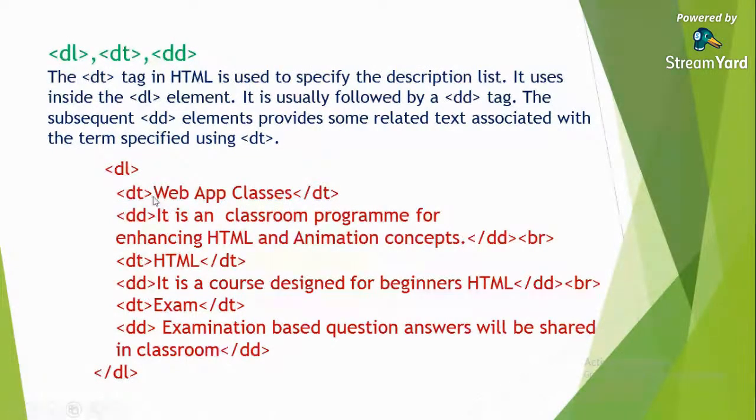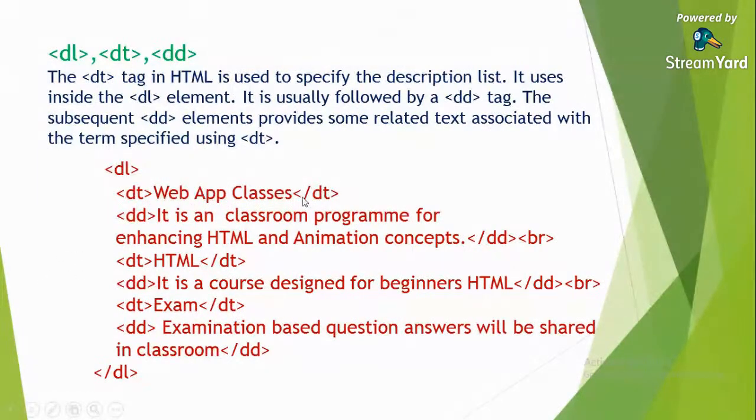So I want to show some kind of paragraph or heading, and under that some things I want to write. In that case I can write in this way. So I write DL, then I write here DT. DT is description heading, you could say, or description list. There I am writing web app classes, web application classes.